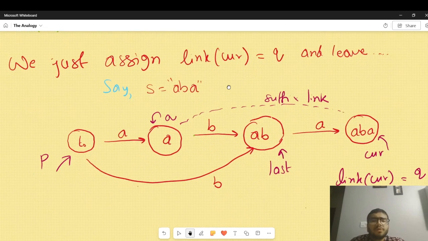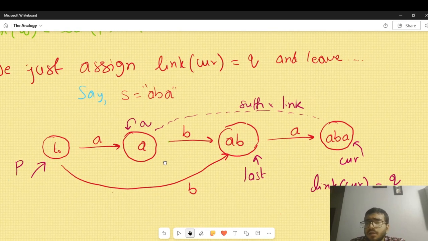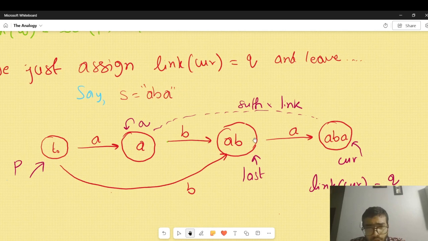For instance, let's take an example of ABA. As you can see in this automaton, as you add A to AB, which was last, AB had a suffix link to t0. But because you added A to AB through the transition A, using the third step of the algorithm, we try to go up the suffix link tree of AB and see that t0 is the first node where transition A is used, because you can't add a transition of A from t0 to the current node.